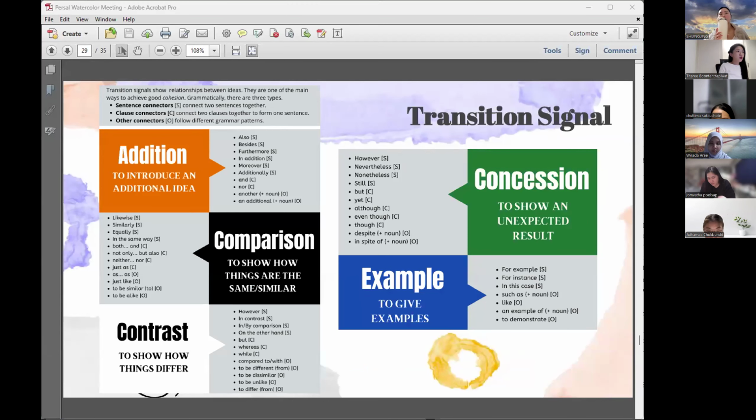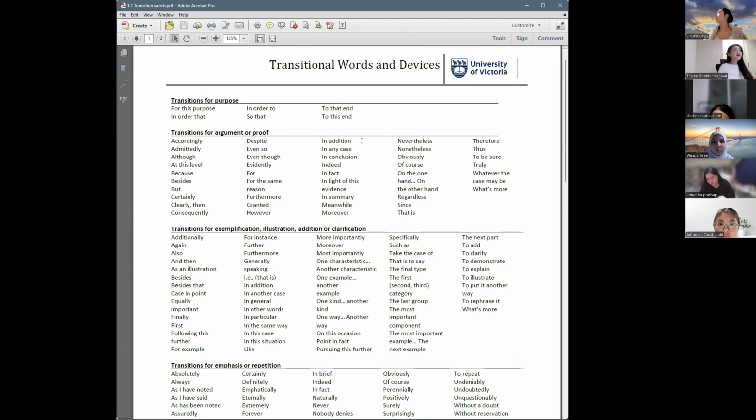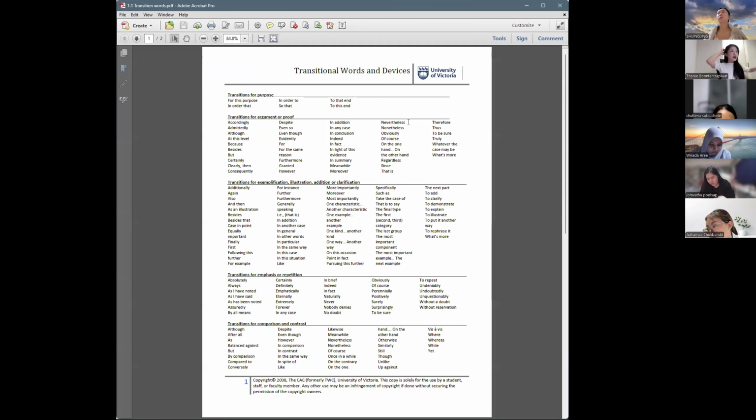So, tons of transition words for you. I have shared this to your email as well. Don't memorize it, it's way too much. I don't even memorize everything here. So these are the transition words for you to use, just in case. I took it from the University of Victoria. I think it's the best one to combine everything all together.